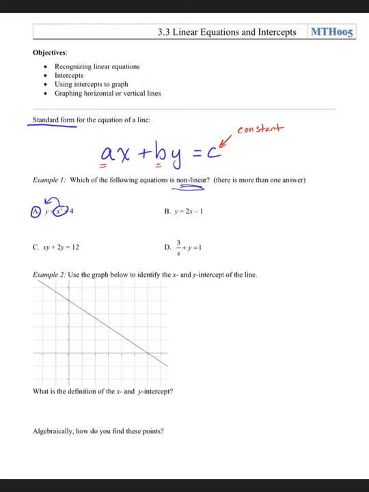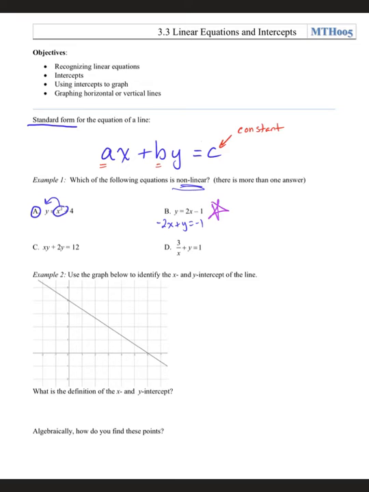Let's go to letter B. Y equals 2x minus 1. Well, if we were to subtract a 2x from both sides, you'd get negative 2x plus y equals negative 1. You'll notice that this one is in the correct standard form. You have an x and a y being added together. Your coefficients, we have a negative 2, and the coefficient of y is just a positive 1, and we have a constant term. So this one is going to be linear. So I'm just going to put a star next to this one, just so we can say, yes, that one is.